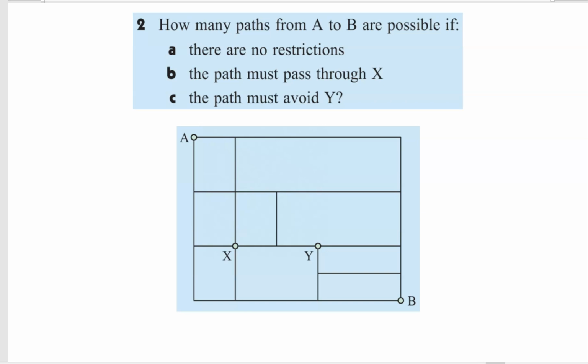Right, this one is a number of paths. So how many paths have we got here? We're going to do a couple where we've got no restrictions, and then we're going to look at having a couple of restrictions that are placed in. So we're going from A to B.